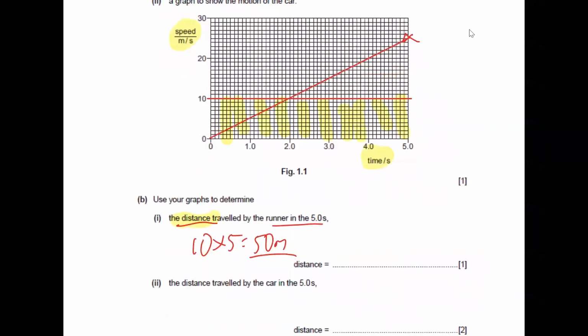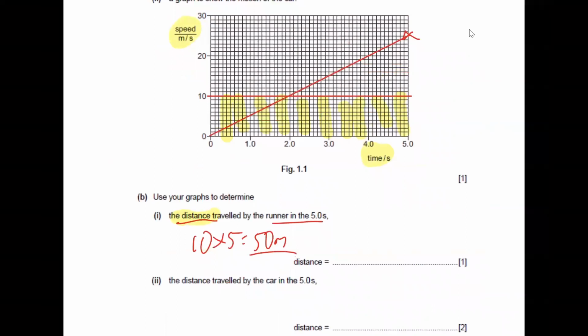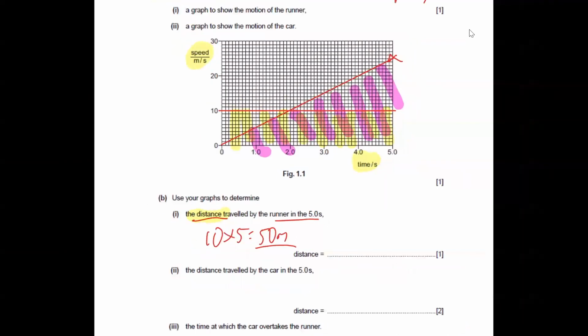And same thing for the car. For the car, you want to find the area traveled also, right? Which is this part here. Then you find that you're supposed to find the area of this triangle. And you realize that the area of a triangle is half times base times height, which in this case will be half times 5 times 25. Then you'll get 62.5.